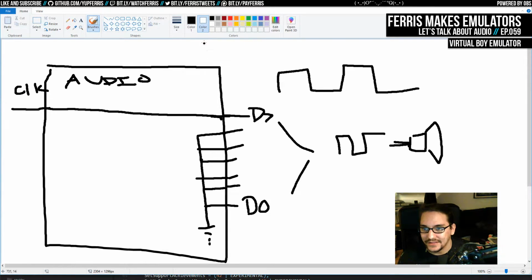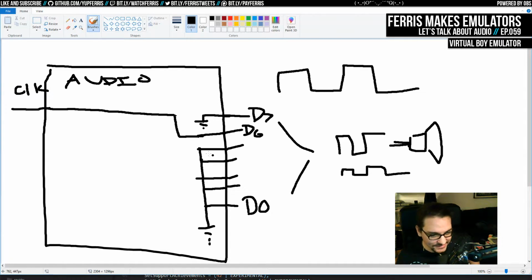Just really quick, while I have this diagram here, let's say we did something like this. What would happen if, instead of D7, we ground D7 and all the other ones, but then route the clock to D6? This produces the exact same wave at the same frequency, except it's going to be half amplitude. Does that make sense? It's just a lower bit. We've effectively divided it by 2 just by hooking it up to a different wire.